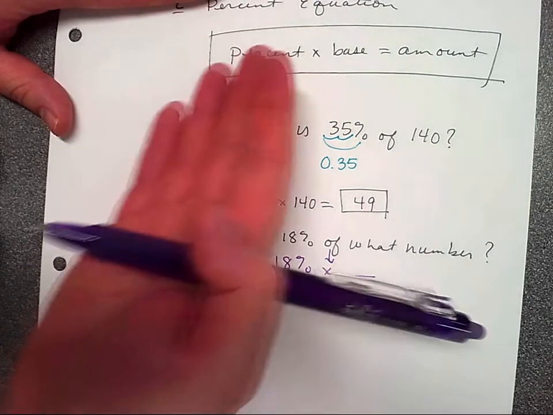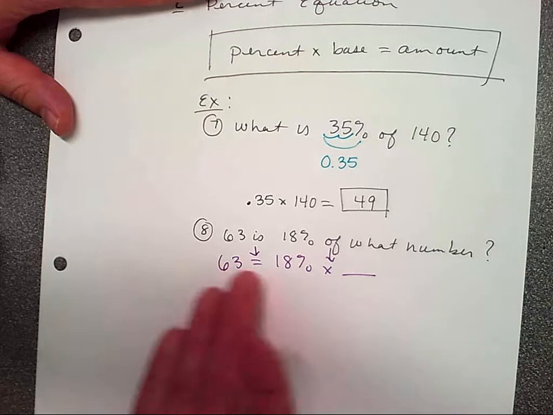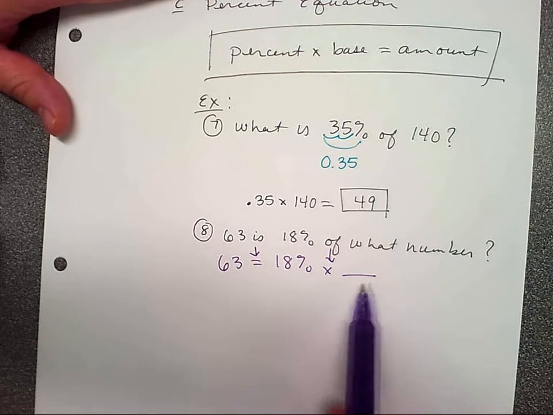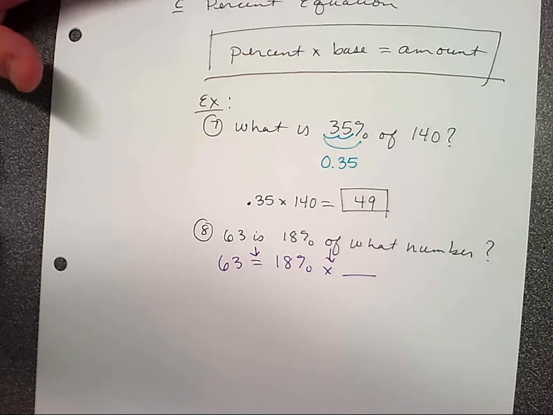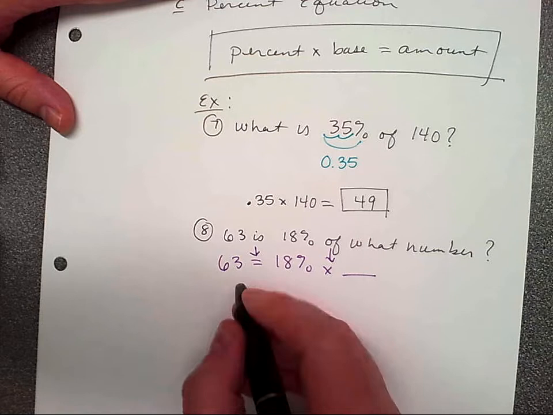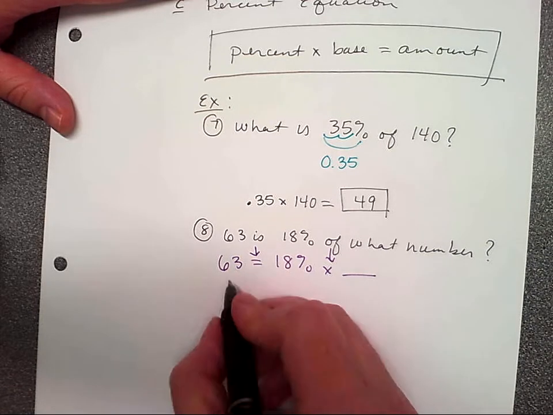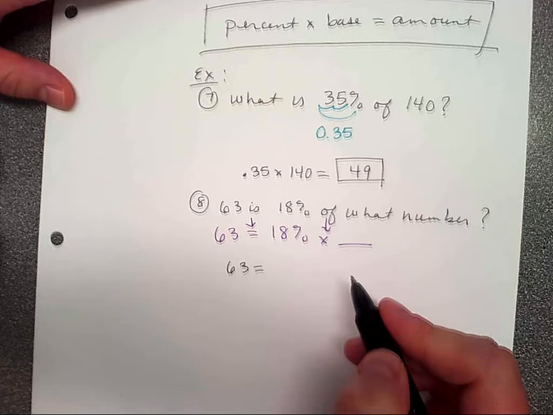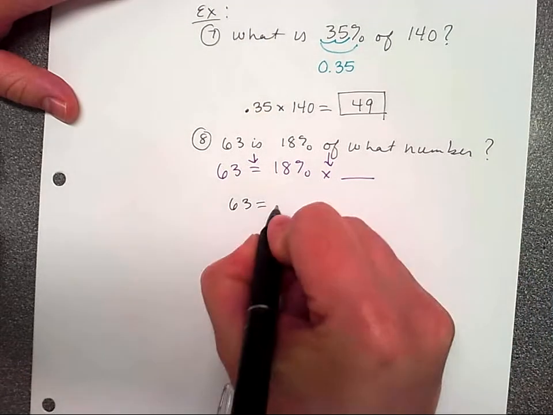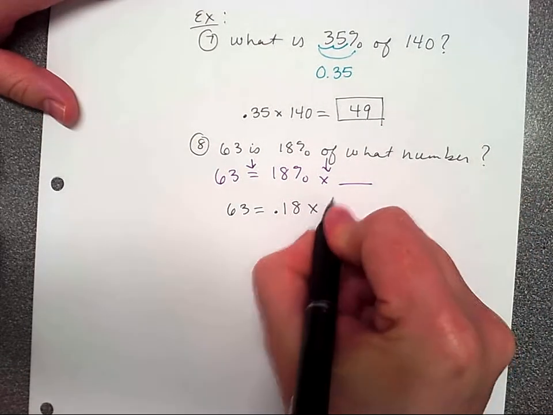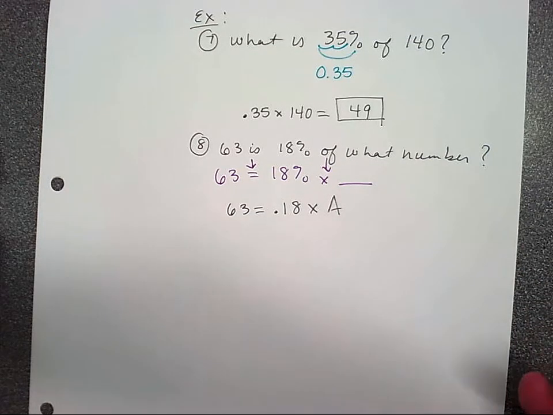So whether I know this formula or not, this is my translation. 63 equals 18% of what? Of is usually multiplication, right? So if I'm going back to my equation, I have 63 equals, instead of 18%, I need to write that as something I can put into my calculator, which is 0.18 times what number? We'll call that A since we're calling it the amount.